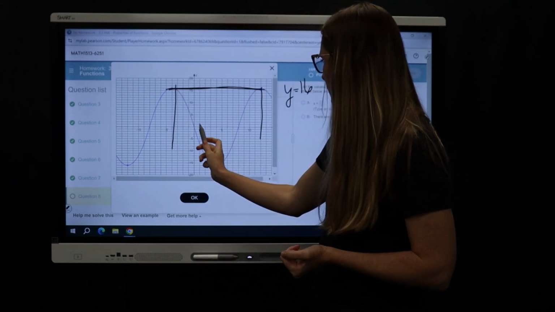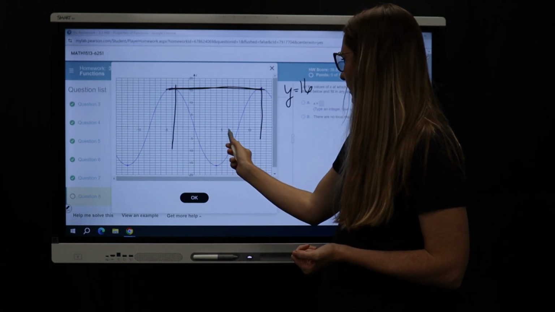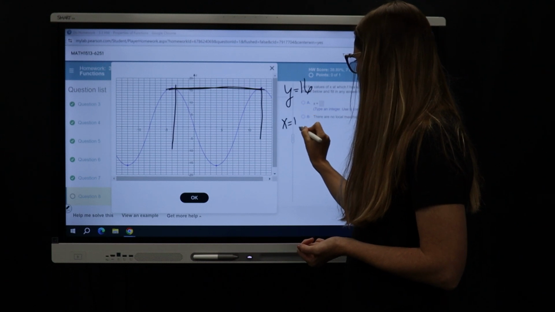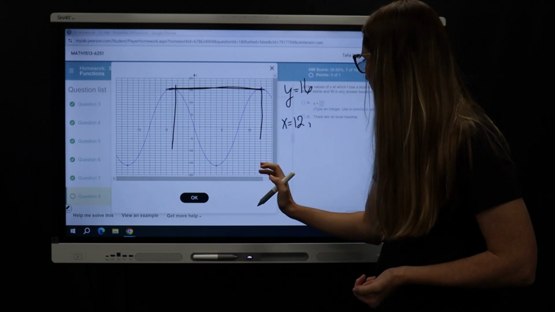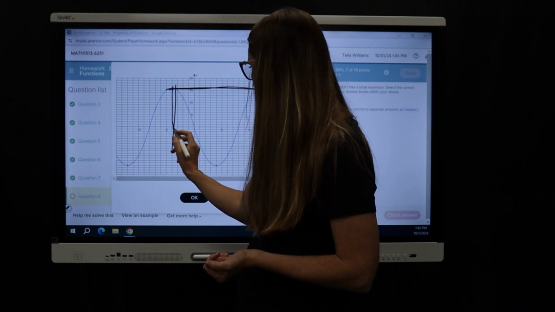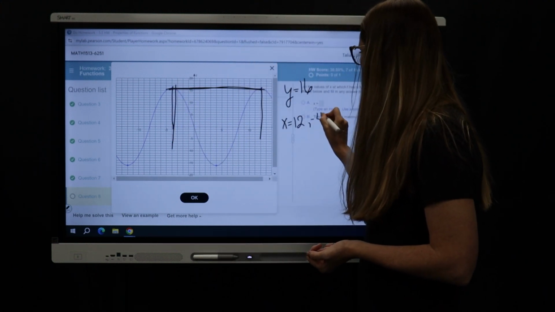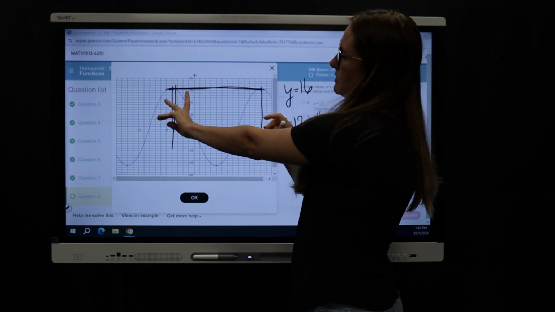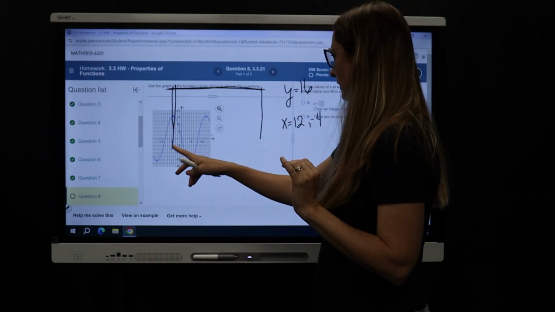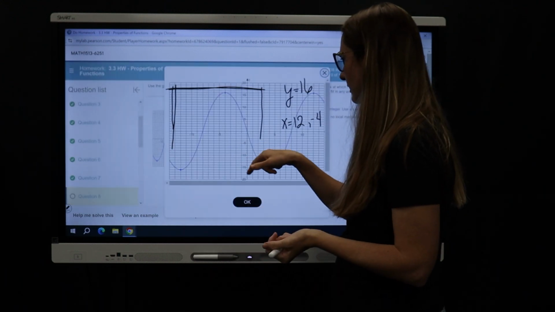Are they going by ones? 1, 2, 3, 4, 5. Yes, so 10, 11, 12. At x equals 12. And then also at x equals, that's going to be -4, because it's the same height at both of these. If one of these was higher, it'd be that one. And then if it asked about local minimum, pop back up here.